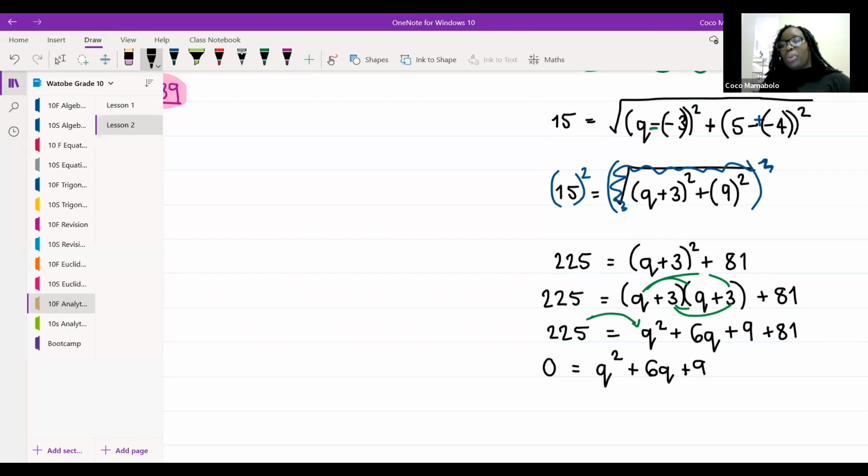Okay, if we add them up, we're going to get 90. Do you agree with me? 9 plus 81 is 90. Plus 90. And then we've just brought over 225, so it's going to be minus 225. Okay, take 90 minus 225 for me. And how much do we get? 165. It's not going to be 165.